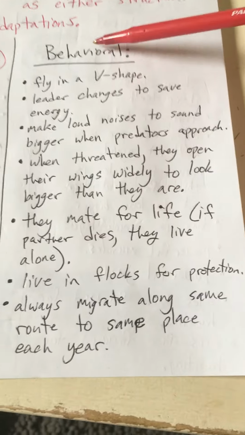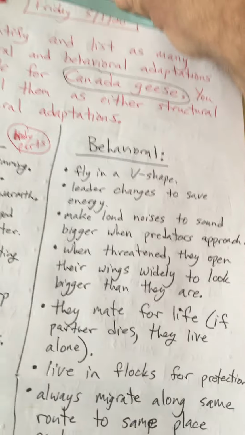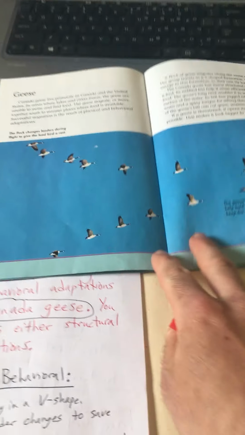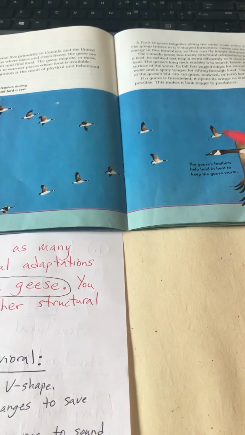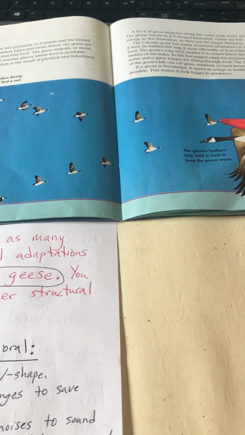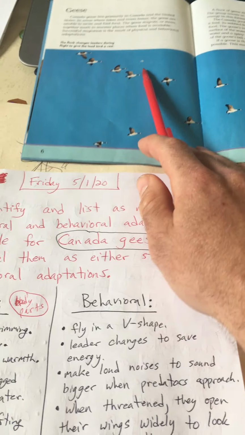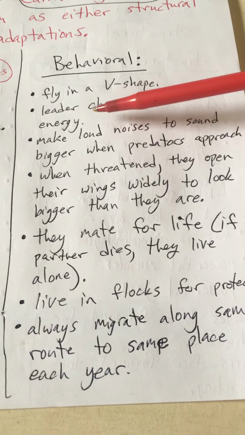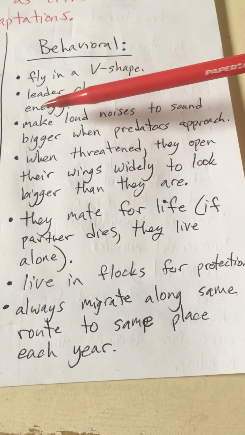Now, these ones are cool. Behavioral adaptations of Canada geese. They fly in a V shape. We've talked about that before. Let's find the geese, right? The shape of a V, like this. Okay, the leader changes to save energy, right? The one leading is going to get the most wind in their face, so they're going to change, and a different bird will lead for a little while so that they do not get so tired. So that's a behavioral adaptation because they have to do something in order to have that adaptation work.